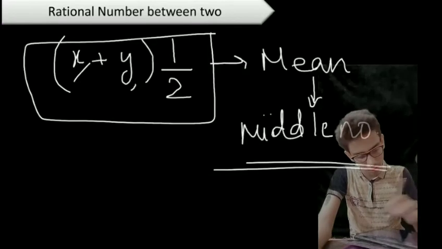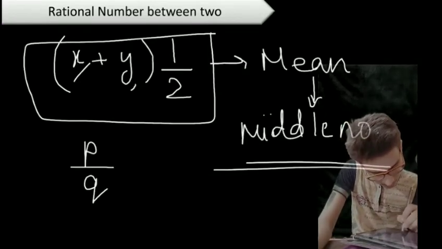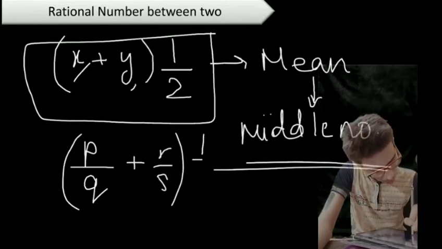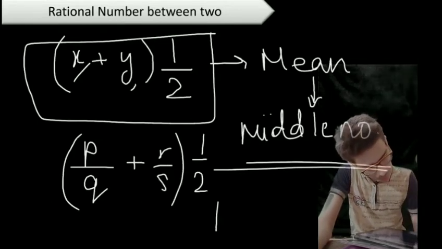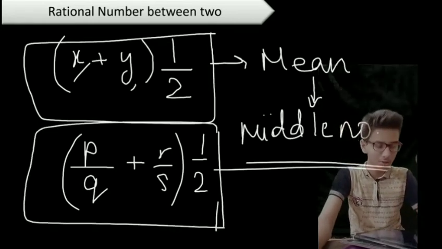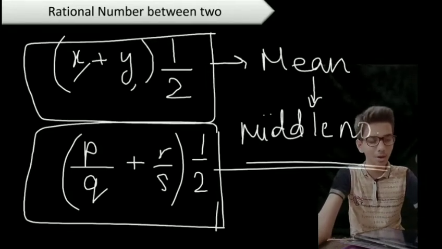So using this formula, if you have p by q plus r by s into 1 by 2, this is what you have to solve, right? Okay, so this is the mean formula which I used right now over there. You must have understood, right? You are smart people.